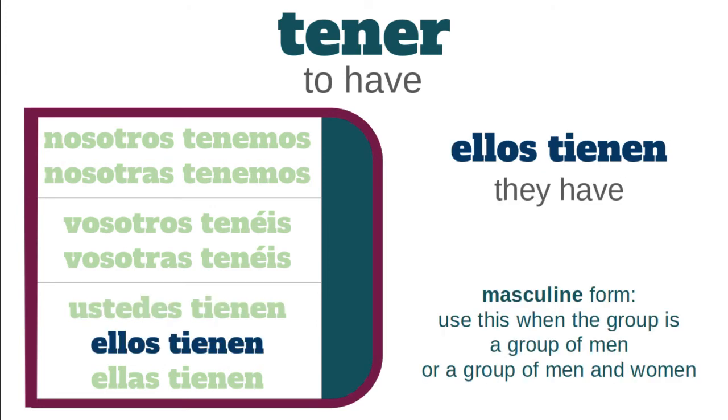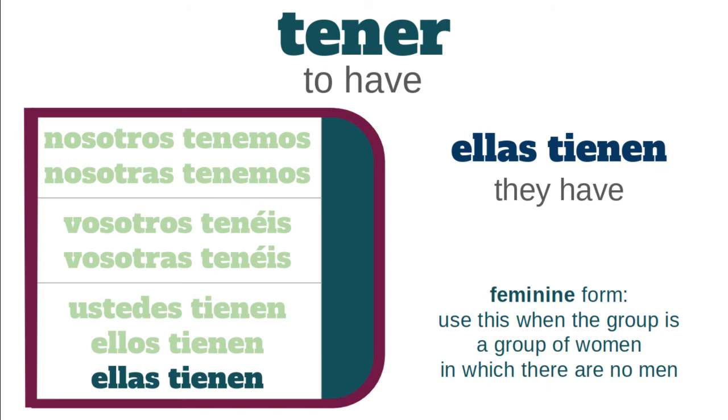Ellos tienen. They have. Ellos tienen. This is the masculine form, so we use it when the group is a group of men, or if it's a group of men and women together. Ellos tienen. Ellas tienen. This also means they have, and we use this one when it's a group of women in which there are no men. Ellas tienen. They have.